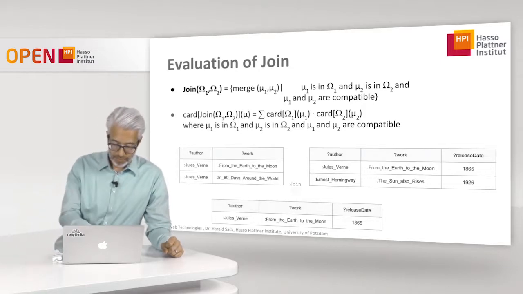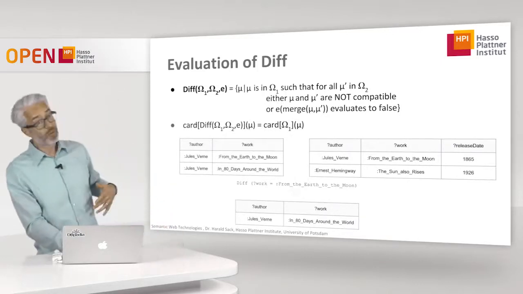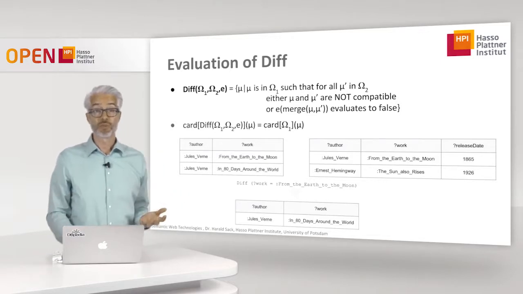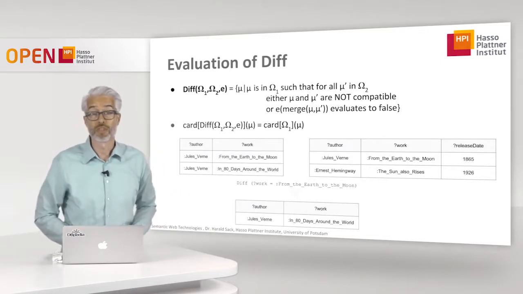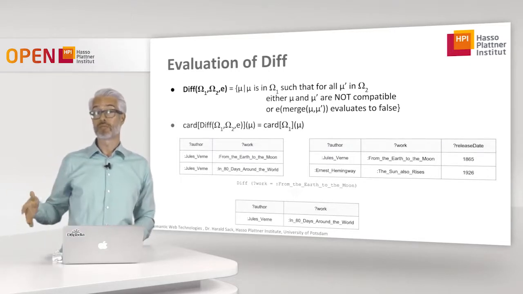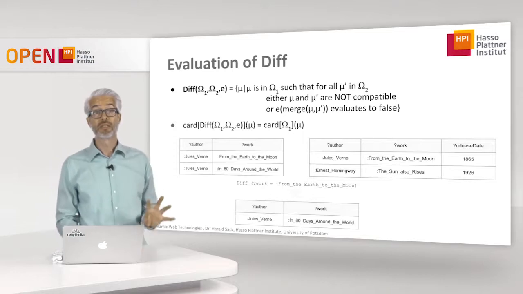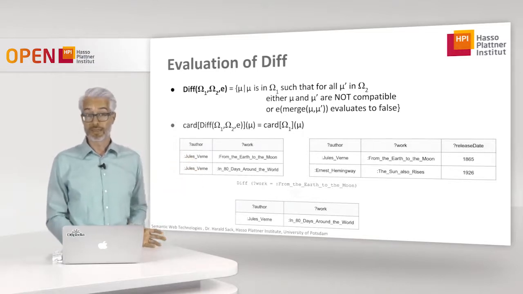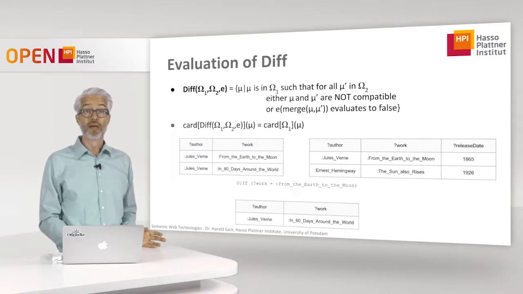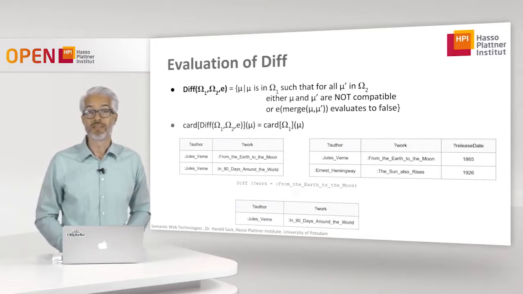Okay, now it's becoming a little bit more difficult, because before we can evaluate the left join, we need a substitute construct, which is called the difference, or diff. You will see that we need this for defining the left join. Difference works like you know it from set theory. Usually you are given two result sets, omega sub 1 and omega sub 2, and this in addition can also be combined with a filter expression, which you see here as E.